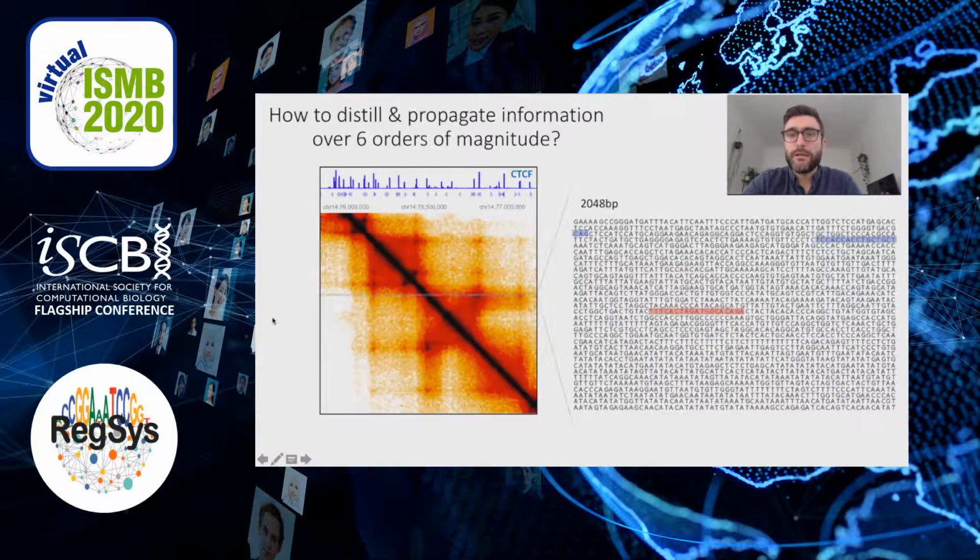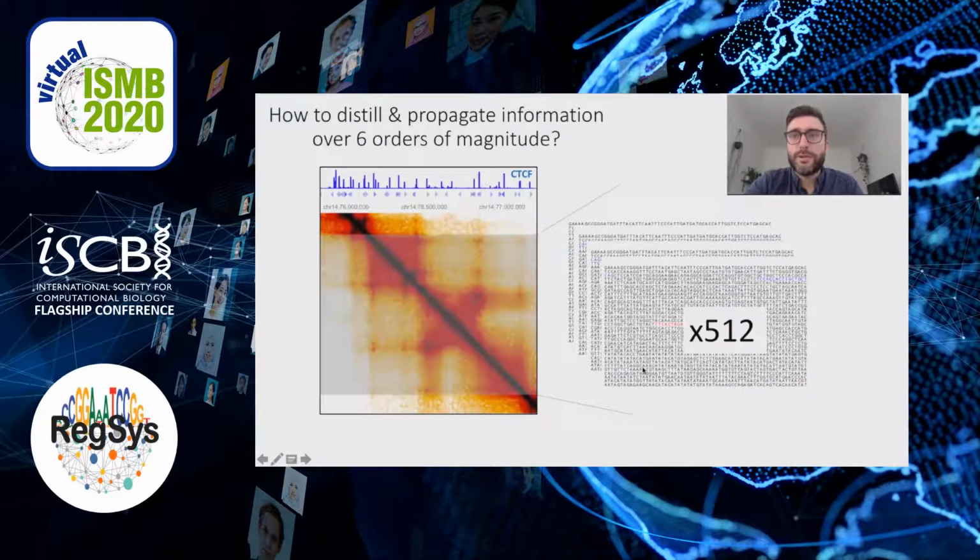Second, to solve this problem, we need to distill and propagate information over 6 orders of magnitude, from the scale of base pairs to megabases, where these patterns become evident. Here, to make this a little more visceral, I show the DNA sequence inside just one bin in the map, with positions of 2 CTCF motifs in blue and red, respectively. But what we really need to do is pick up hundreds of CTCF needles in a millions of base pair haystack and figure out which ones and which combinations of them actually matter. So what saves us from this DNA deluge?